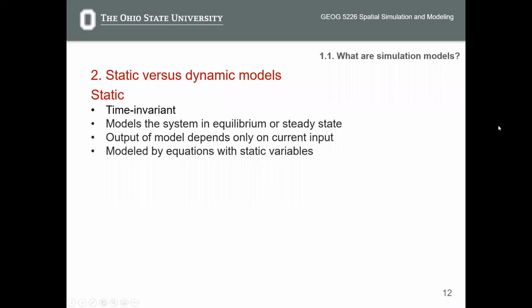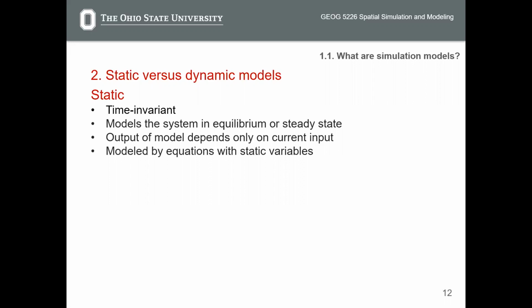Okay, let's continue with different types of mathematical models. Here, the second type of mathematical models is static models and dynamic models. For static models, they are time invariant, which means that the relationship addressed by this model doesn't change no matter how time changes. Models that the system in equilibrium or steady state.